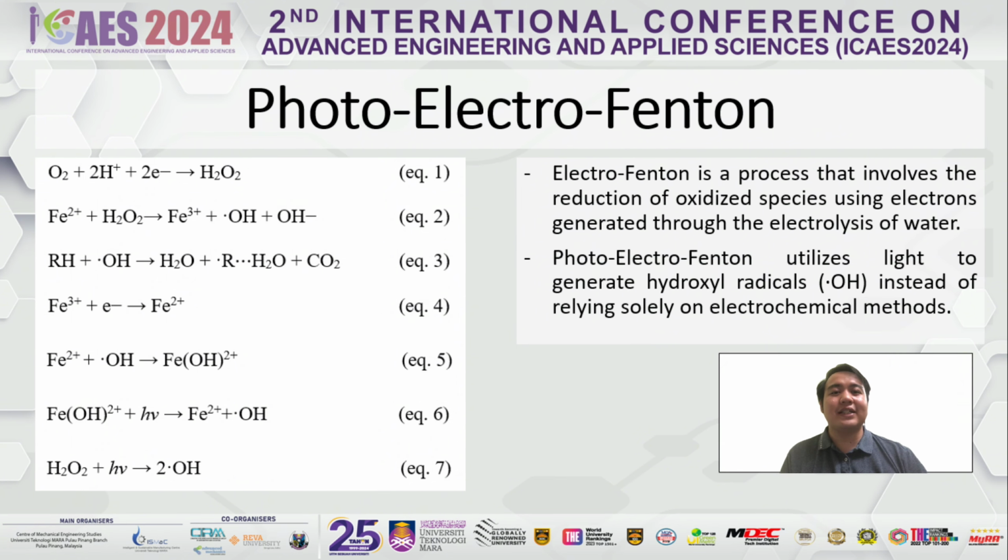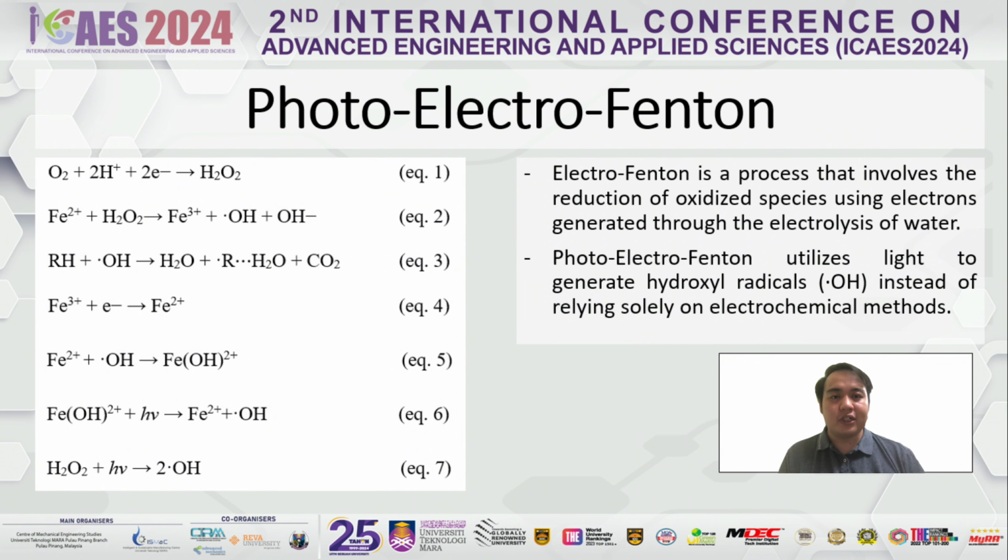Electro-Fenton is a process that involves the reduction of oxidized species using electrons generated through the electrolysis of water. Photo-Electro-Fenton is an enhancement of electro-Fenton that utilizes light to generate hydroxyl radicals instead of relying solely on electrical and chemical methods.